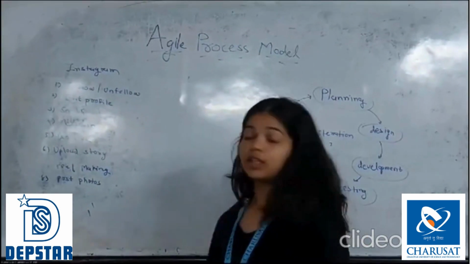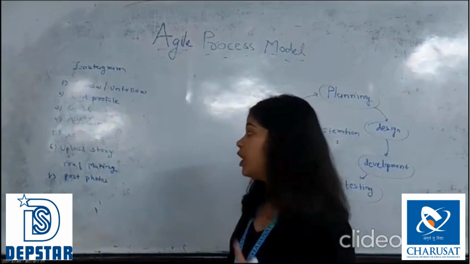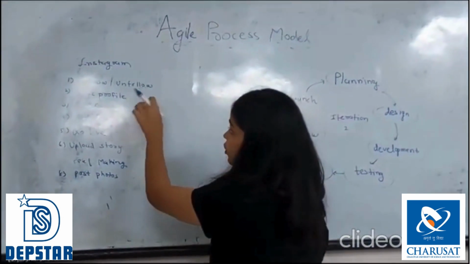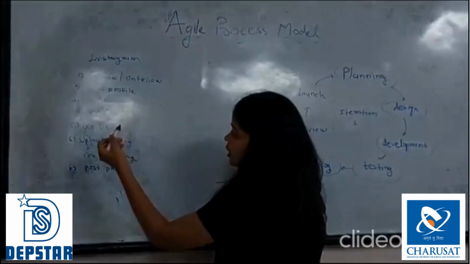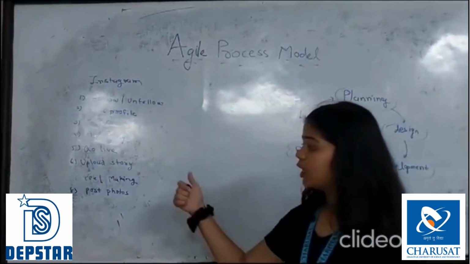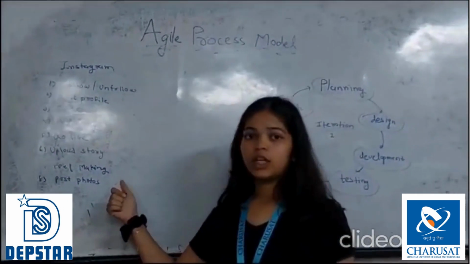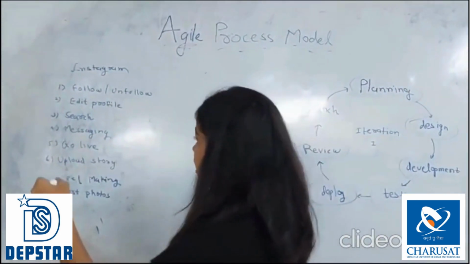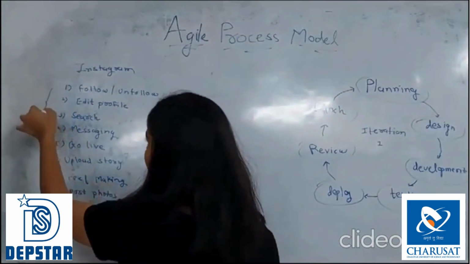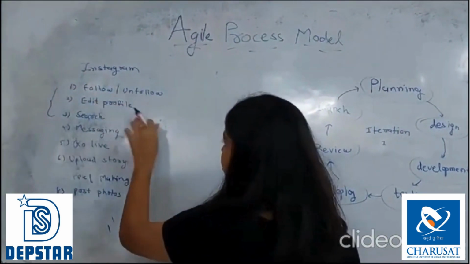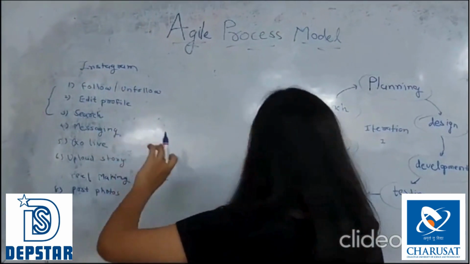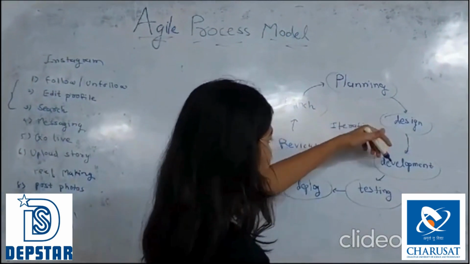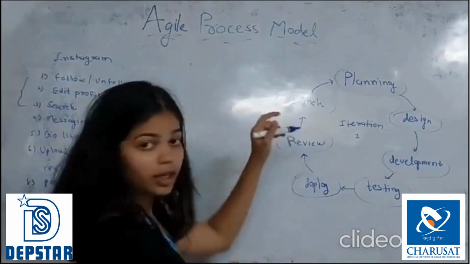Suppose the customer wants some application like Instagram, and their requirements are follow, unfollow, edit profile, search, messaging, go live, upload story, reel making, post photos. According to customer priorities, they decide. Let's take 3 first, like follow, unfollow, edit profile and search. So they plan these three things: design, development, testing and deploy to the customer.